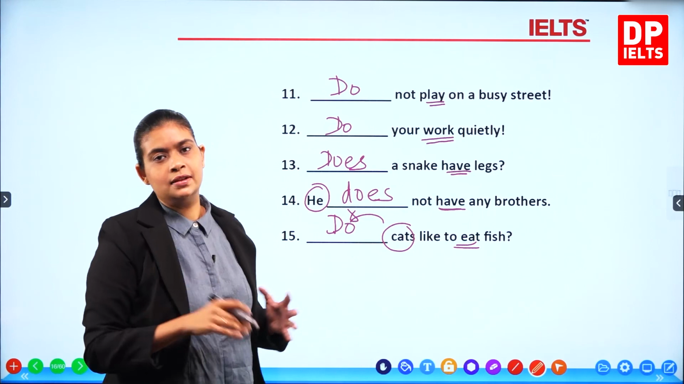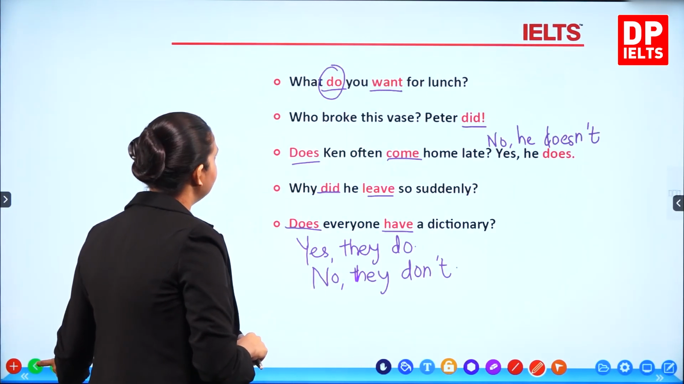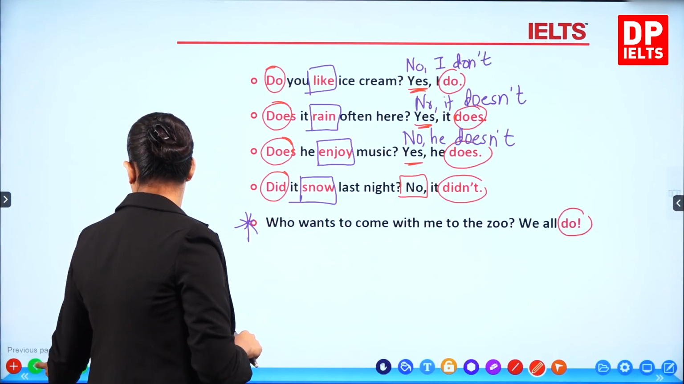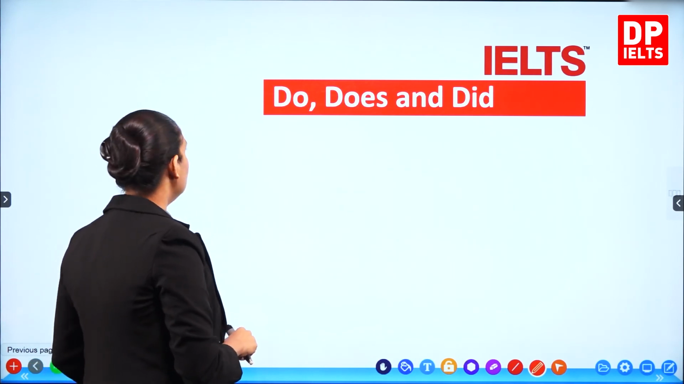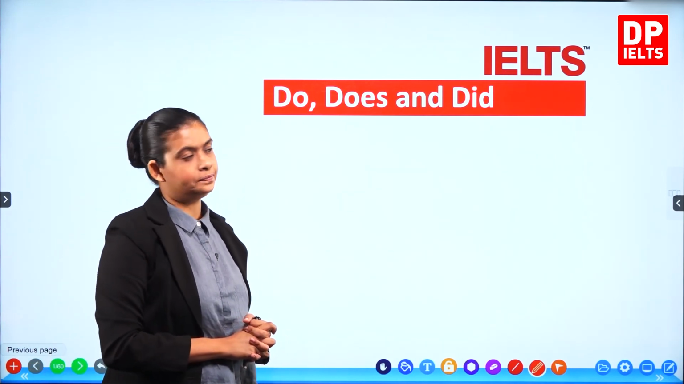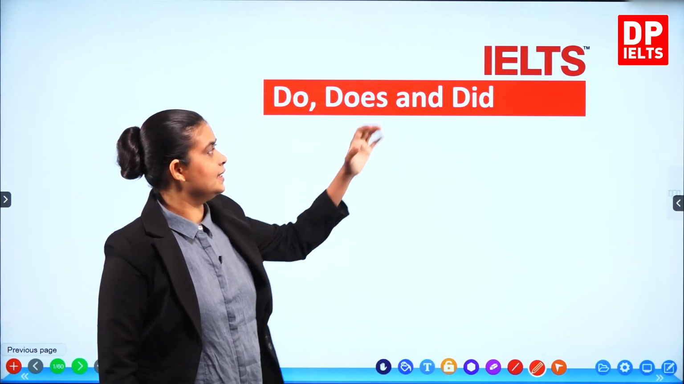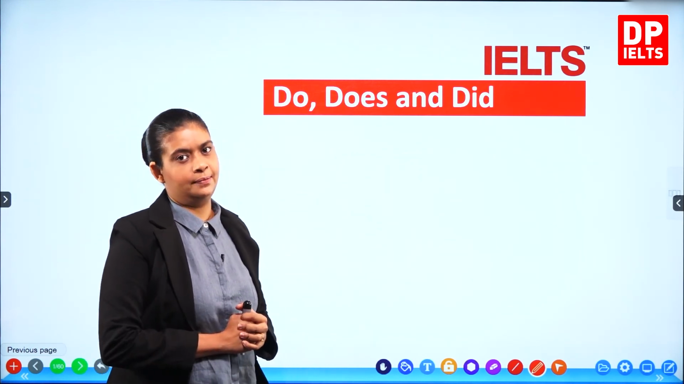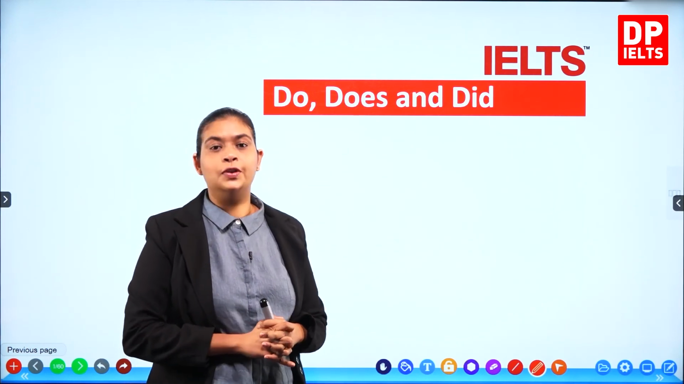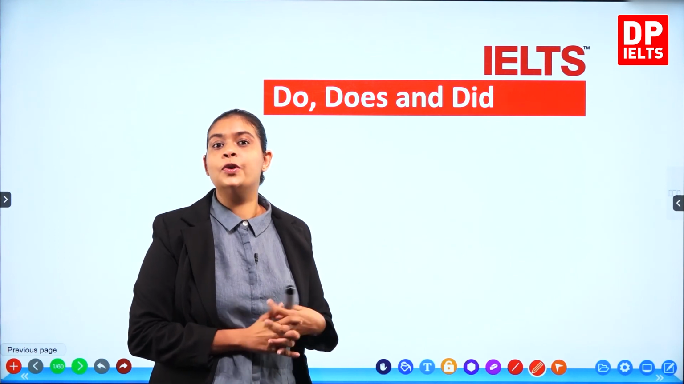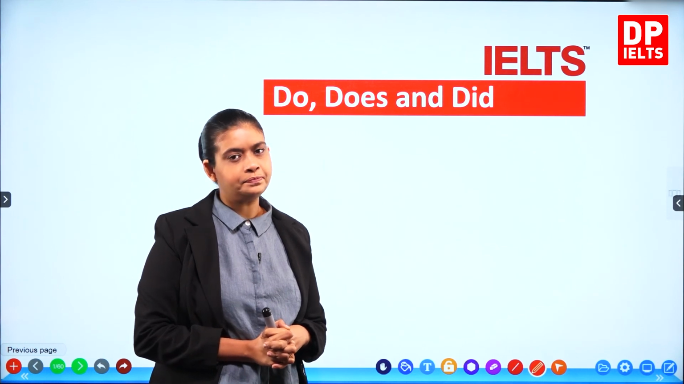So with that, we come to the end of the lesson. Do, does and did. Do is present tense, does is present tense, did is past tense. Therefore, we had a look at when to use it. We could use it in sentences. We could also use it in question tags and also the answer.